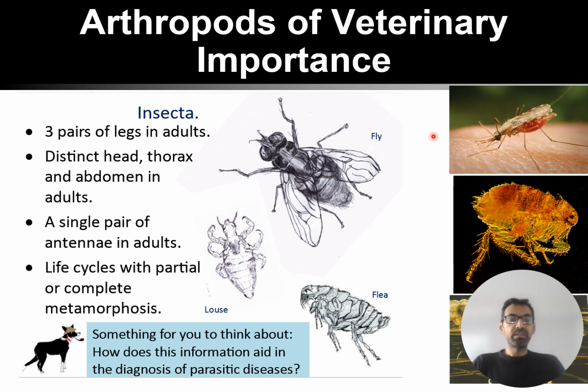Insecta include flies, lice, and fleas. These parasites have three pairs of legs in the case of adults, as shown in these pictures. These parasites have a distinct head, thorax, and abdomen, along with wings and legs. And normally you will see the wings in flies. They have a small pair of antennae in the adult, as shown here, and the life cycle has partial or complete metamorphosis. We'll talk about the life cycle in more detail in our in-class session.